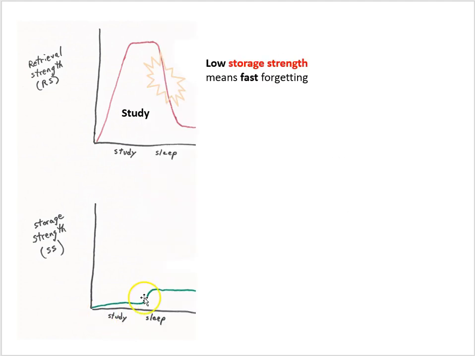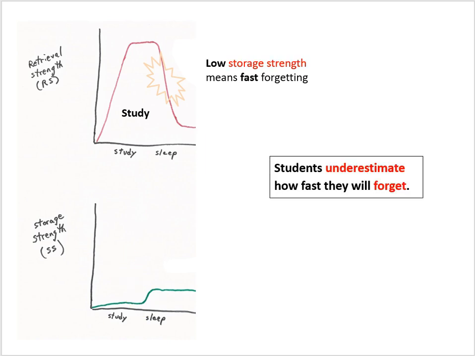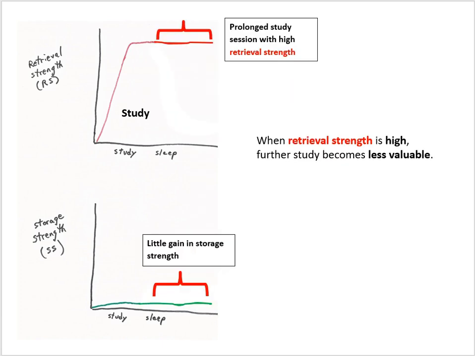Now, because we have low storage strength, it means that we're going to have fast forgetting. So forgetting is the loss of retrieval strength. So we're losing access to the information, and it's a steep slope here because we have not boosted storage strength very much. In general, then, one of the misconceptions students have is that they underestimate how fast they will forget.